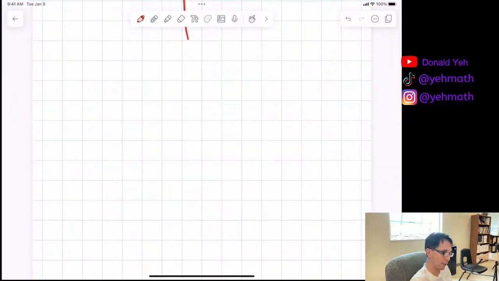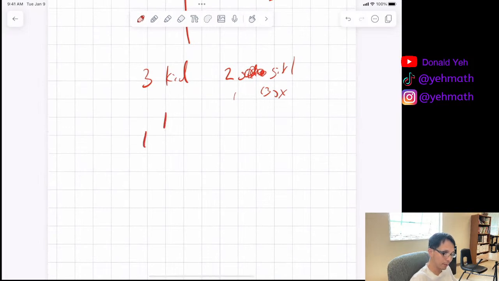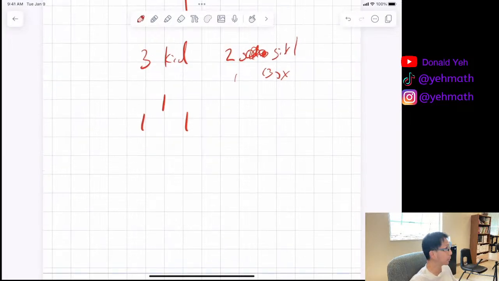Yeah. Remember that if you have, say, 4 kids, or let's say 3 kids, and you want to have 2 girls and 1 boy. So you got 1, 2, 1. This means you have 1 and 1, so that's 1 boy and 1 girl.